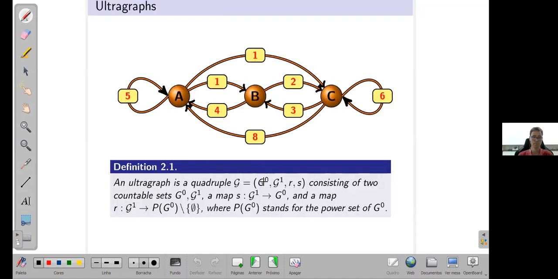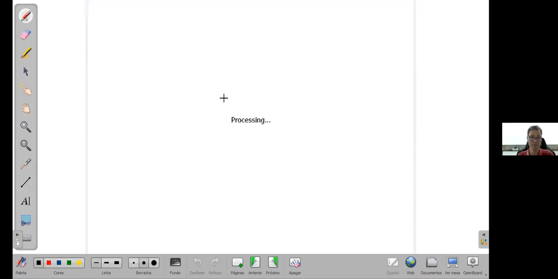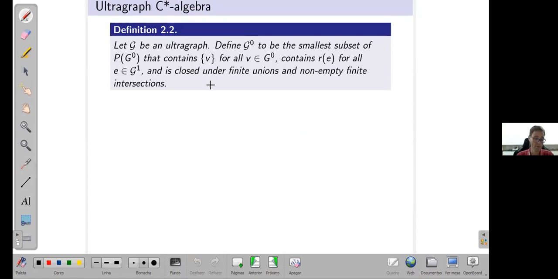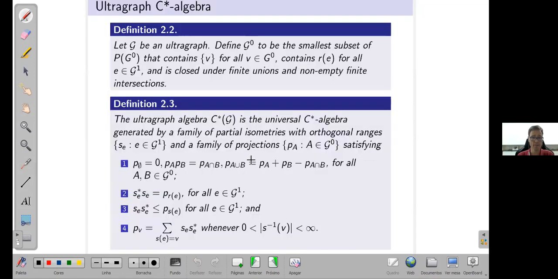So here is just a definition. This range that has 2 vertices or more, we call a generalized vertex. And this is just another example. We have an ultragraph C*-algebra, and the definition is very similar to the graph C*-algebra. You can see the Cuntz-Krieger relation here: the projection of the vertex is the sum of the final projections of edges leaving this vertex. But we also have a projection for each generalized vertex, and we ask that these projections behave well under intersections and unions. The generalized vertices are the ranges, and you also have to allow finite unions and finite intersections of them.